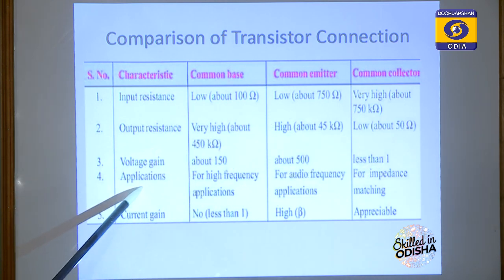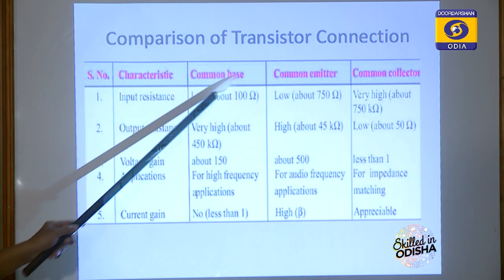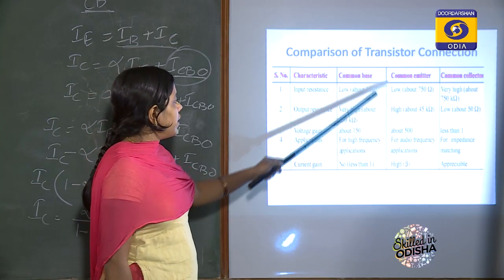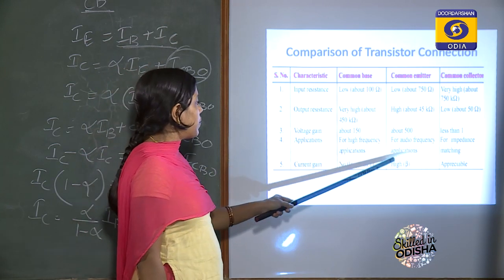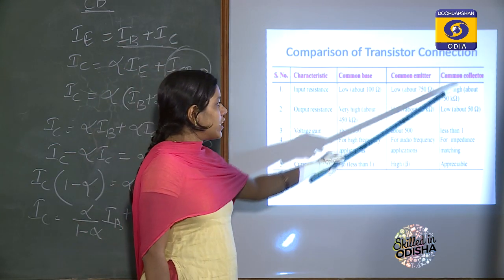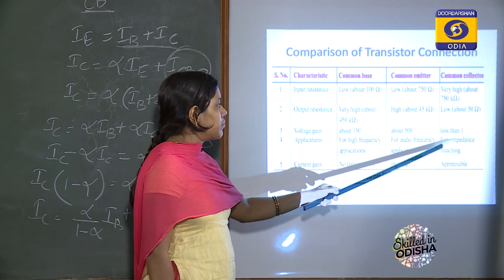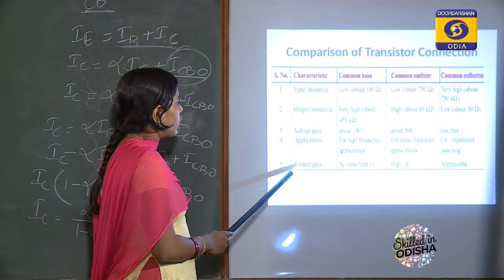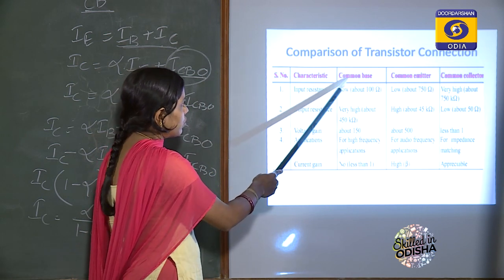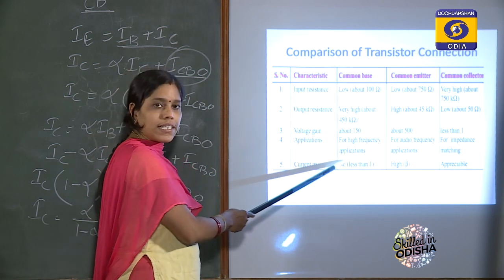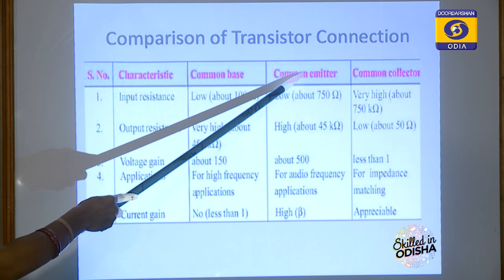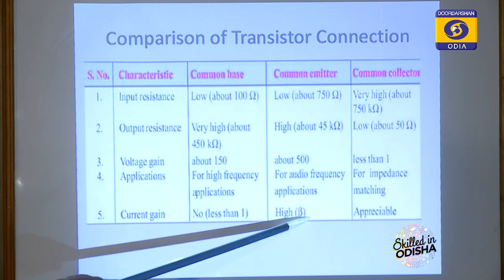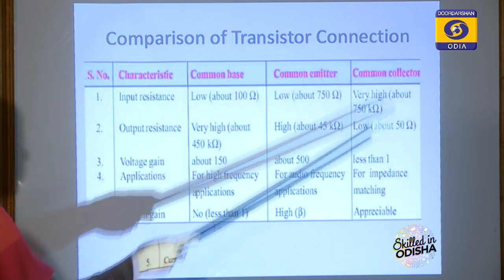Then next is the applications where it is used. Common base is generally used for high frequency applications, common emitter is generally used for audio frequency amplification, and common collector is generally used for impedance matching. This is very important. And next one is the current gain. For common base, alpha is less than 1, and in common emitter case that is beta. Beta value is 20 to 500, and for common collector configurations, that is gamma.